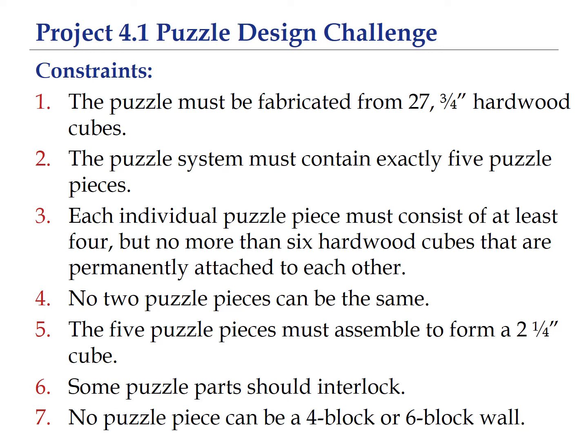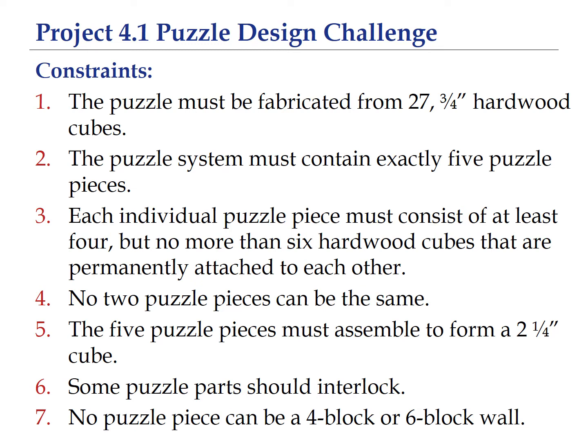So here are your constraints, the rules that you have to follow as you design and make this project. First of all, the puzzle must be fabricated from 27 3/4 inch hardwood cubes. You will be provided with 27 3/4 inch hardwood cubes. The puzzle system must contain exactly 5 pieces. So you will take your 27 cubes and put them together in different shapes to make 5 different puzzle pieces that when assembled together will make the final puzzle. You'll see an example of this later in this presentation.